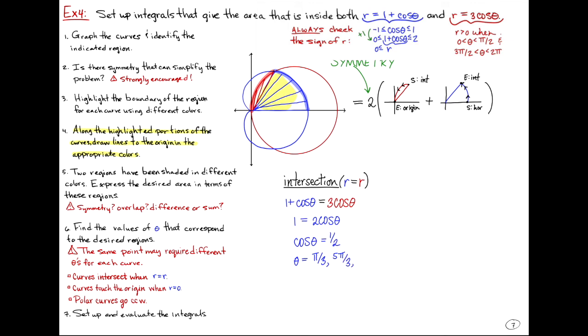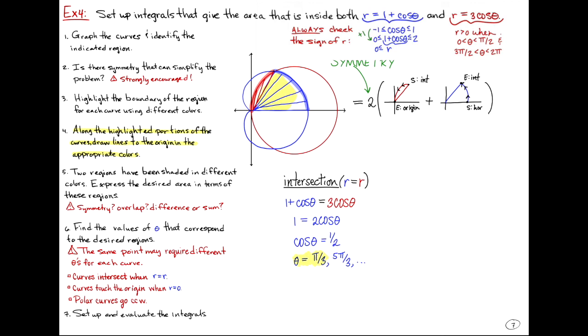And we could go on, but we're only concerned with the first quadrant. Since we're restricting ourselves to the first quadrant, we only want the theta value that falls in the first quadrant. Since both of these curves are going to be positive when we're in the first quadrant, we don't have to worry about opposite angles, which means we'll use theta equal to pi over 3 as our intersection point.